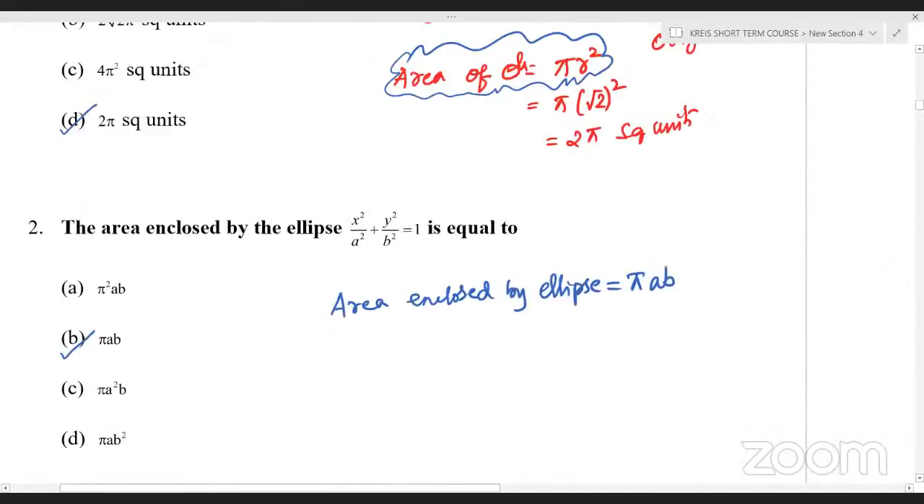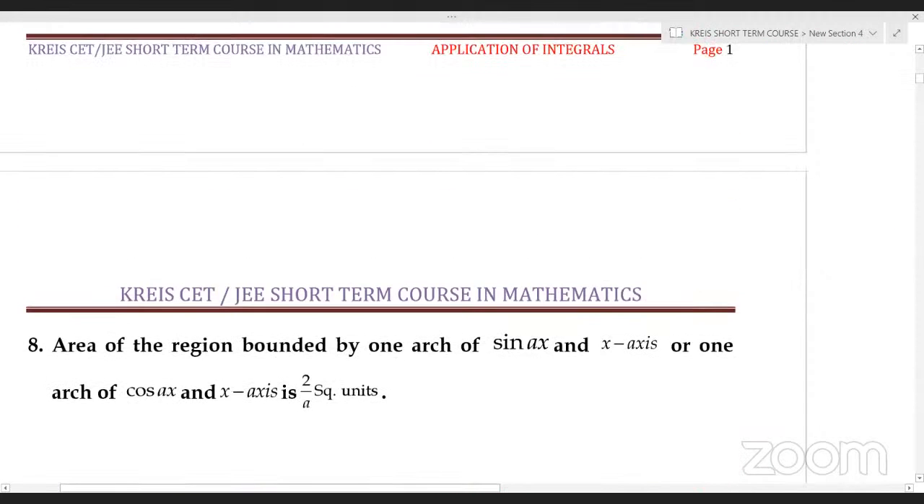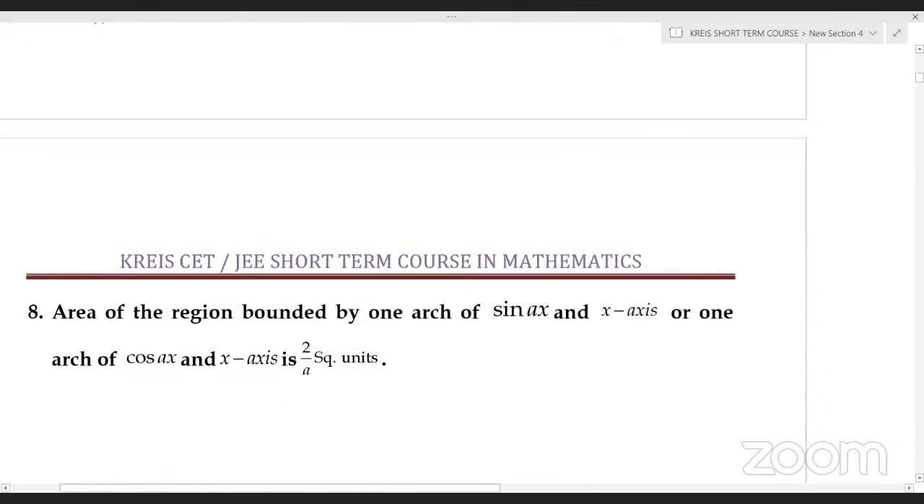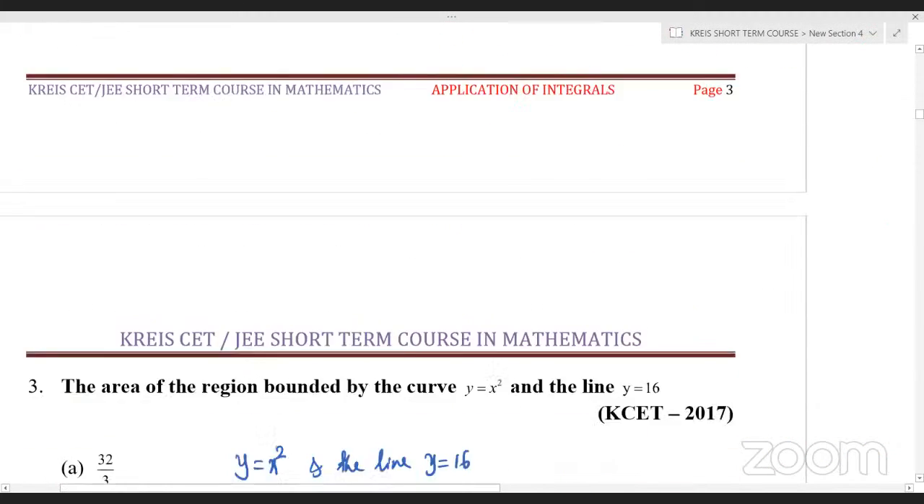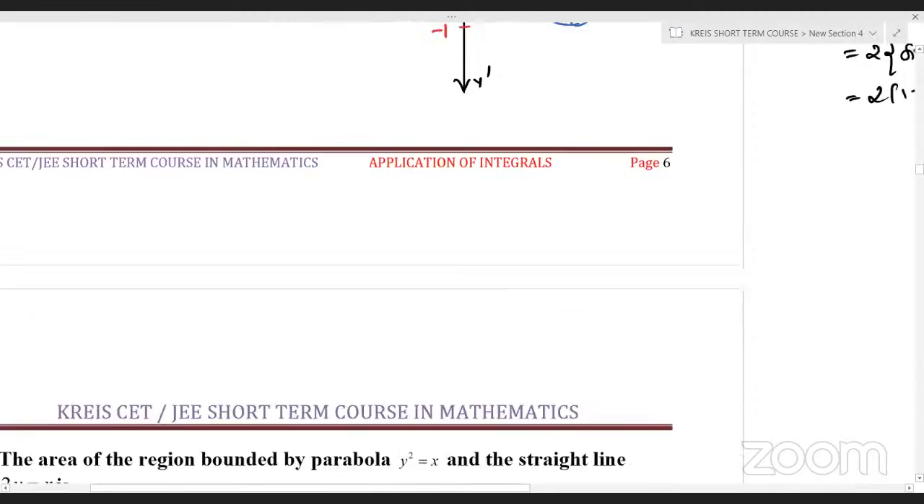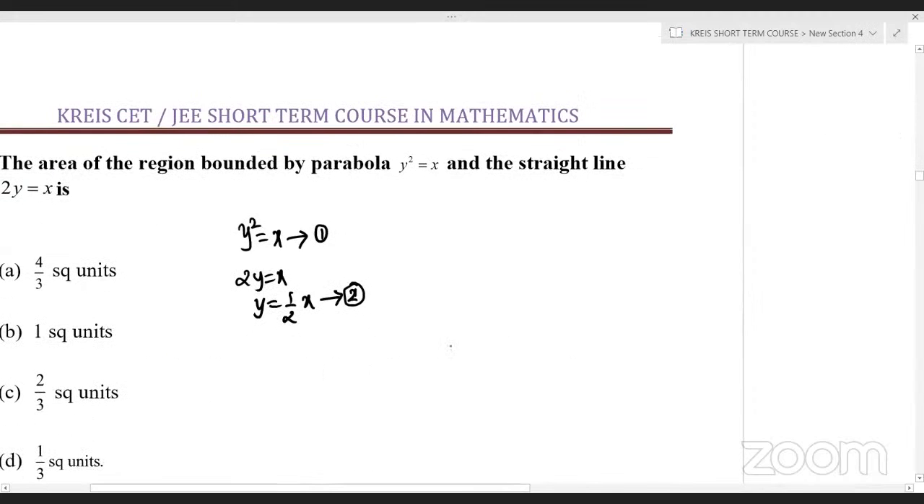What is that standard result you have? You can observe the area enclosed by the curve, the parabola y squared is equal to 4ax, and the line y equal to mx is 8a square divided by 3m cube. If you remember this result, you can avoid integration and all those things, right? 8a square divided by 3m cube. So the required area is given by 8a square divided by 3m cube square units.